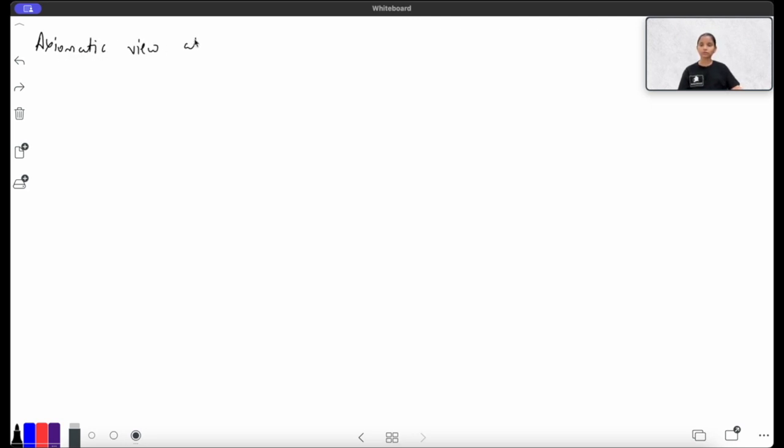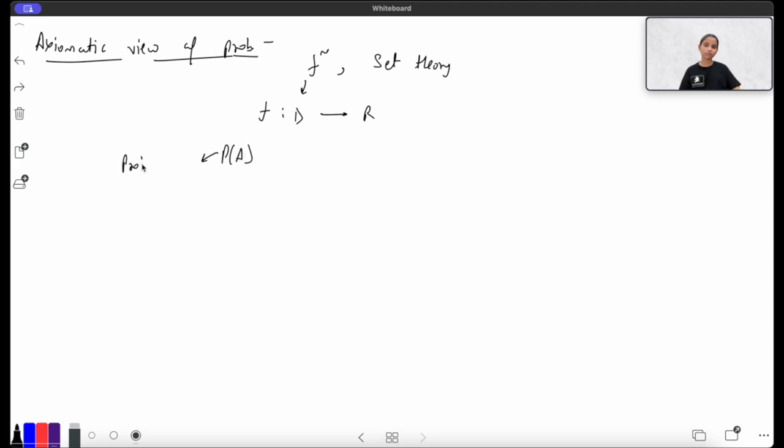Axiomatic view of probability. In the axiomatic view, probability is related to functions and set theory. Just like in functions we say there is a function f defined on some domain to some range r, similarly here we consider probability as a probability function. We say that probability of A is some probability function defined on some domain to range r.